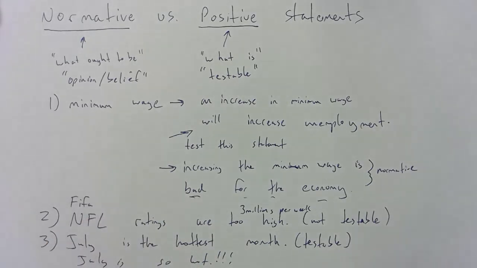So what should you take away from this? Normative, an opinion or a belief. Positive, it's something that's testable. Maybe a trick to remember the difference between these two is think of normative. That's what someone believes should be normal, whereas positive, something you can test. It could either be positive or negative. It's an example of something that is.